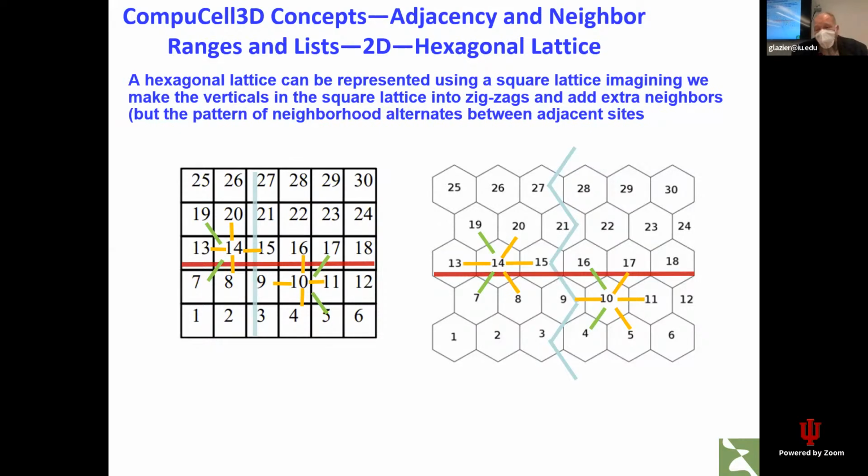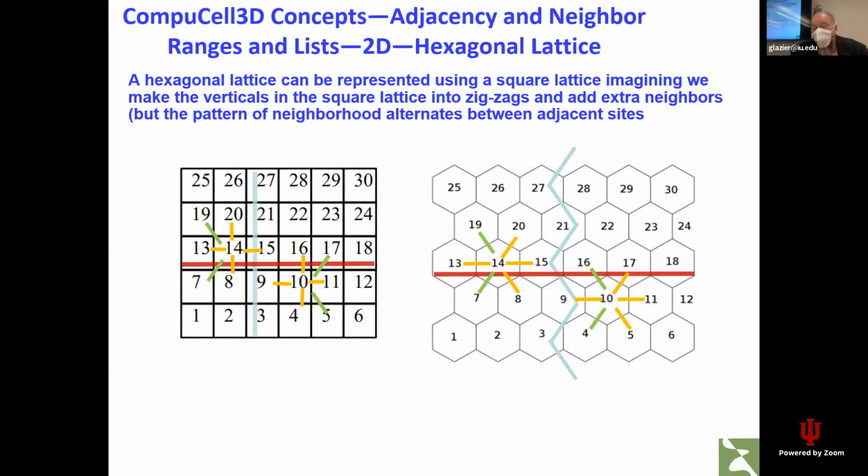Hexagonal lattice is a little bit different. Hexagonal lattice, as I mentioned, is a square lattice with extra adjacencies. The way the extra adjacencies work is that in even rows of your lattice, to north, south, east, west, you add northeast, southeast. And then in odd rows, you add northwest, southwest. So the lattice adjacencies are different in even and odd rows of your lattice.